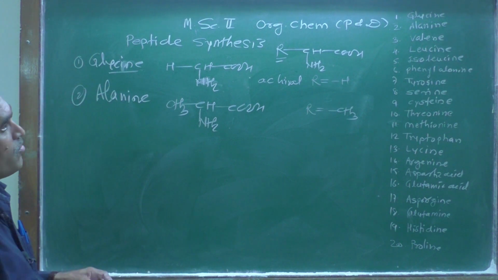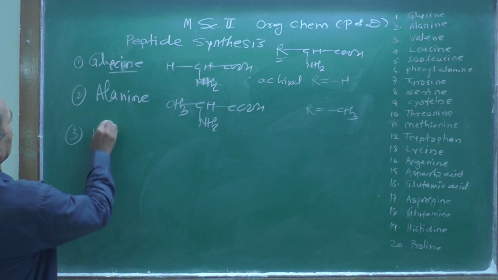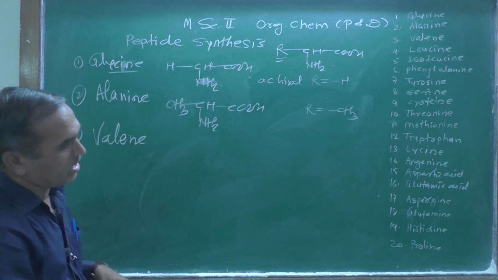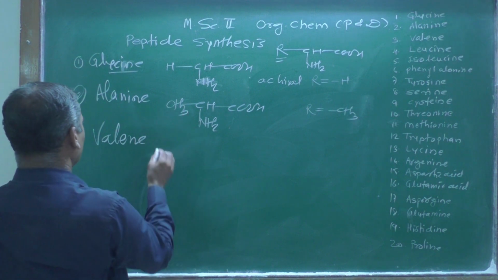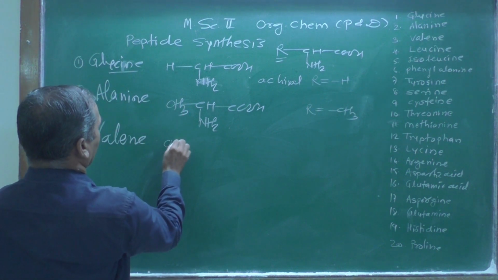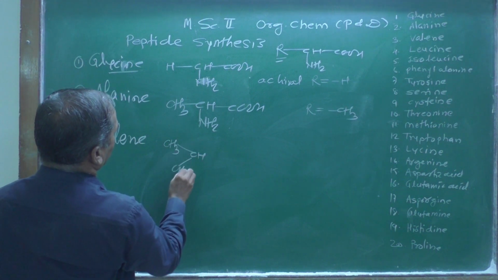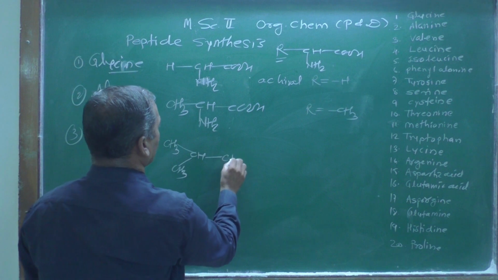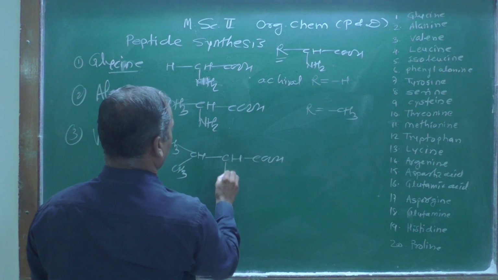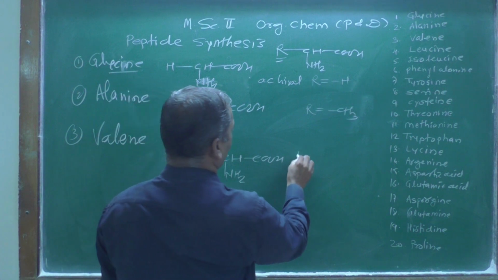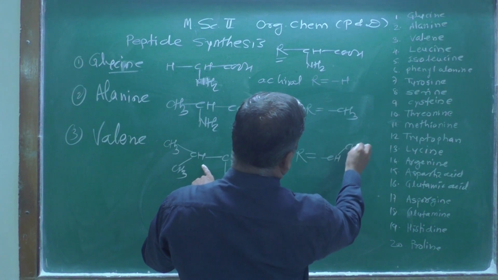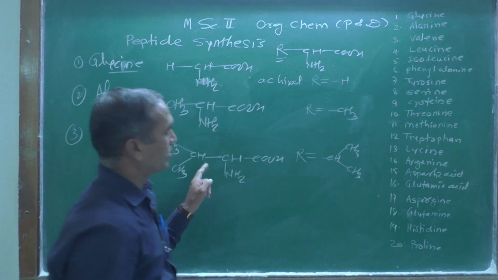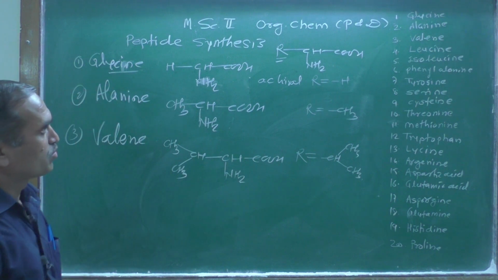The third one is valine. Here, if you take R equal to an isopropyl group, like this, CH3, then CH, CH3, the rest remains as it is, CH, COOH, and here NH2. Which group have we taken as R? This one, CH, with one methyl group here and one methyl group over here. This structure is known as valine.